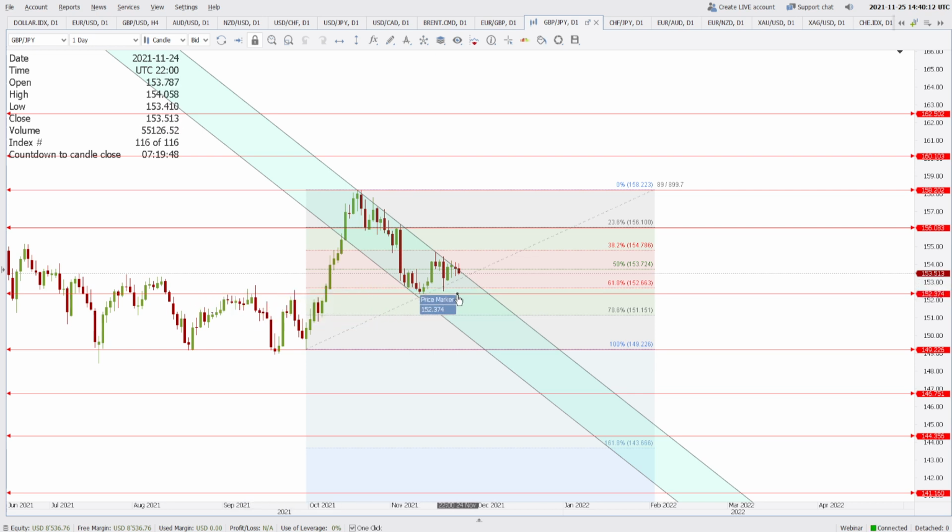But if we see a close below 152.37, I think it will expose your levels of 149.22. So you just wait and watch how the price reacts to this level of 152.37. If you see some bullish price action near this area, then one can take a small risk with the target of 156.08 in this market.